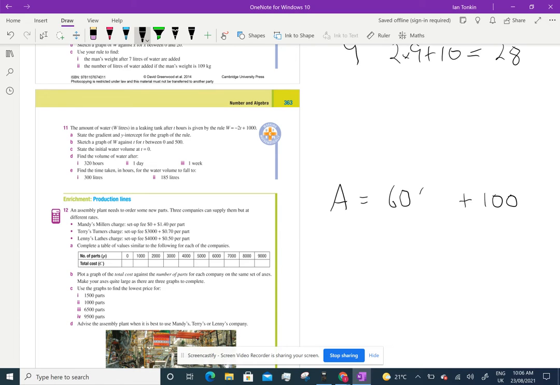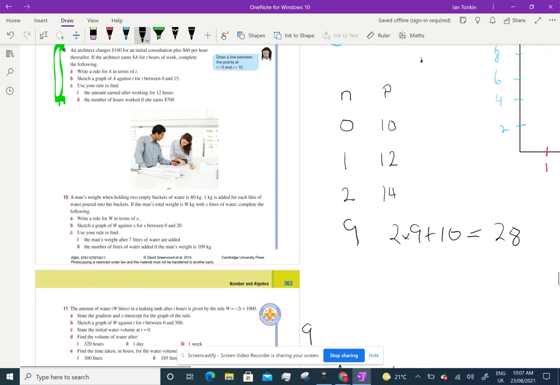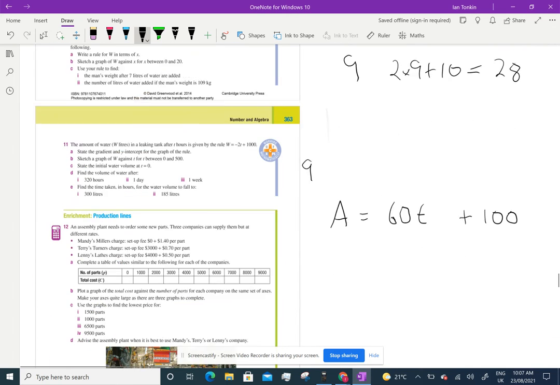Now, they wanted me to represent hours with a T, so 60 times T. So 60 times the number of hours plus 100. That's going to be the equation for this architect's pay. So there's 9, and is that A? Write a rule. Sketch a graph.